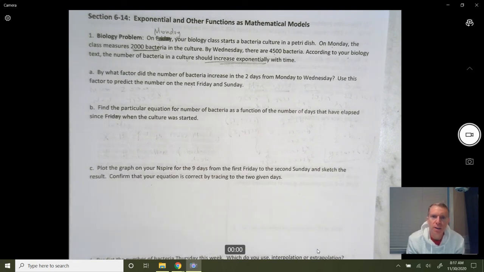So Monday, you start with 2,000. By Wednesday, 2 days later, you have 4,500. So it looks like it a little more than doubles. You might understand populations in general will grow exponentially. Sometimes they have a doubling time. So you might say the population of rabbits doubles every 10 days, or the amount of money in an account doubles every 12 years. Those are things that grow exponentially. That's a property of exponential functions.